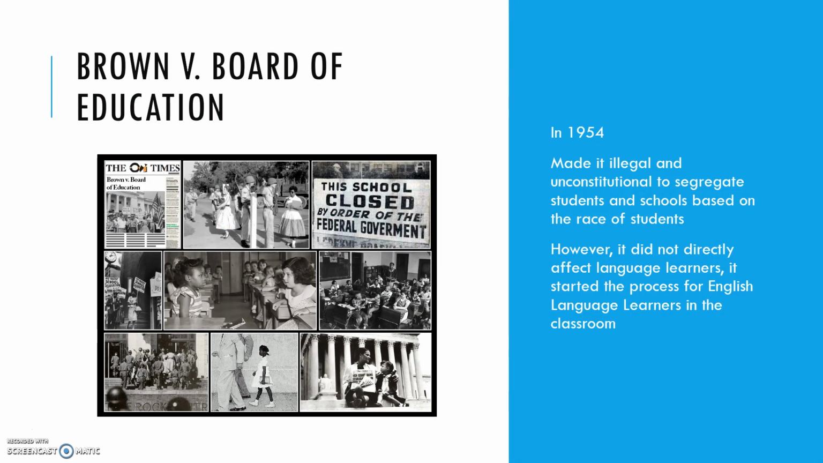First is Brown versus Board of Education. In 1954, it made it illegal and unconstitutional to segregate students in schools based on the race of the students. However, it did not directly affect language learners. It did, though, start the process for English language learners in the classrooms.